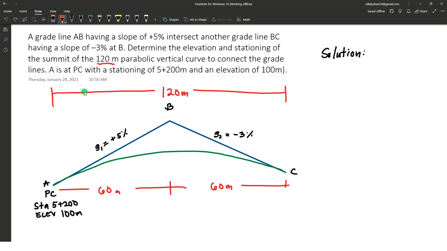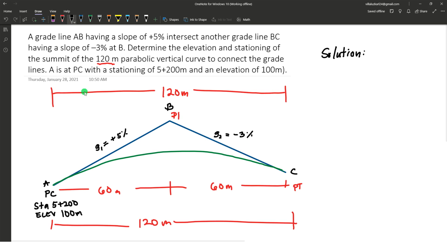So the summit of a 120-meter parabolic vertical curve means from PC to PT, that's 120 meters. And from PC to PI, we have 60 meters. And PI to PT, that's also 60 meters. So the stationing is 5 plus 200 and elevation is 100 at PC.